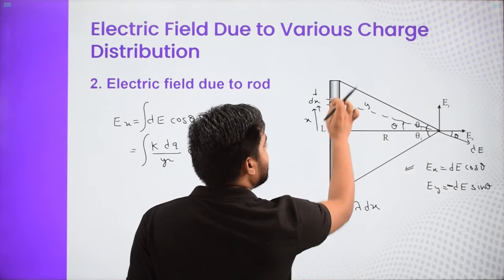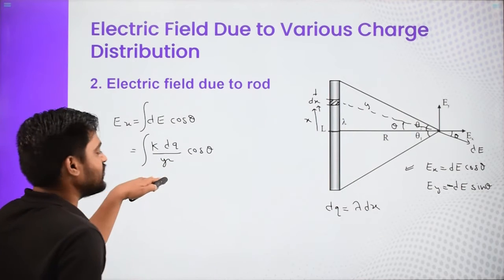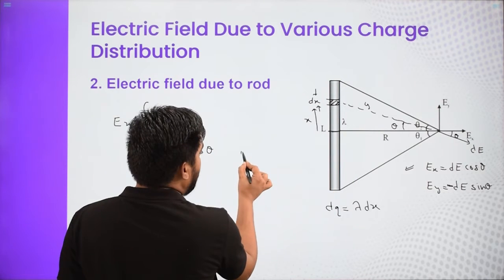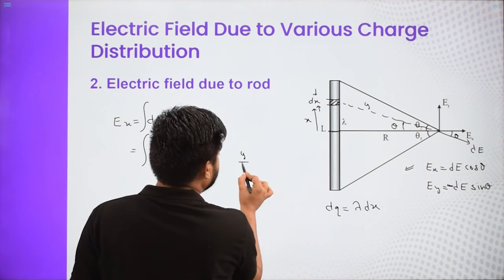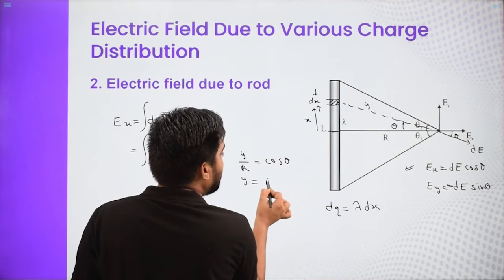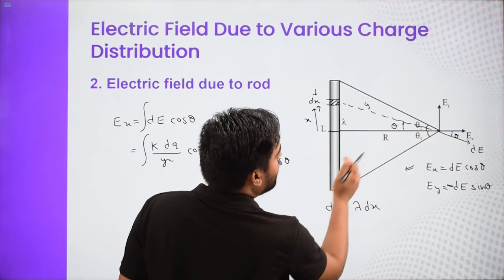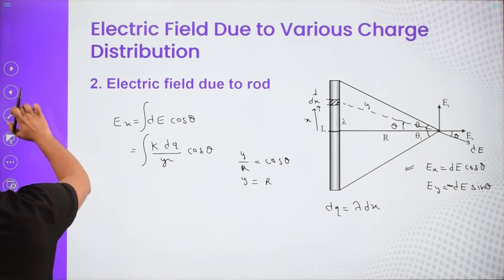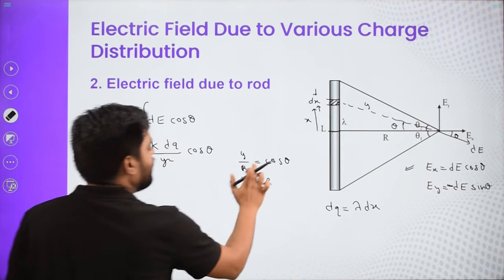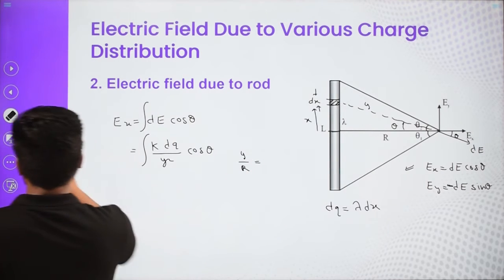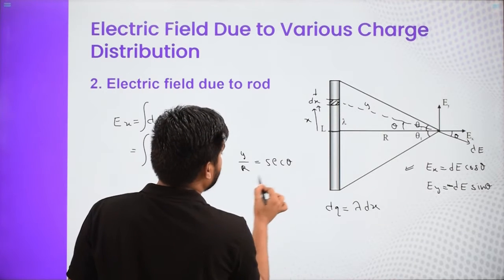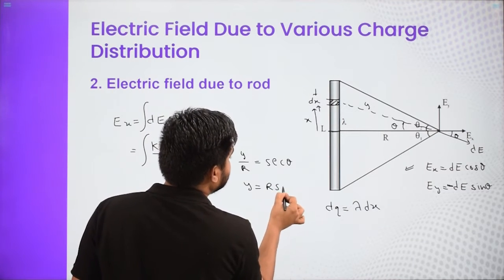So what is dx? Now again dx, and there is theta also, cos theta also, y square is also there. So first I am saying that y by r is nothing but sec theta. So y is nothing but r sec theta.